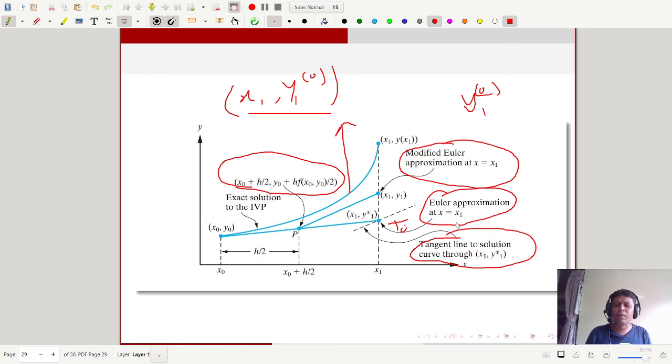So that is how I have described the geometrical interpretation of Euler's modified method, also the comparison with Euler's method. Okay, and that will give you the idea about Euler's method and the modified method and their geometrical interpretation. That's all for today, all of you. Thank you.